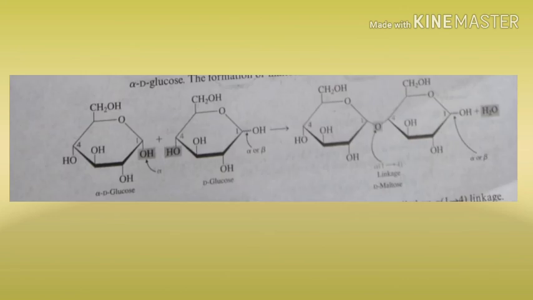As you can see in the picture, one D-glucose unit is combined with the other D-glucose unit by a glycosidic linkage. Those 2 monosaccharides combined to form maltose.